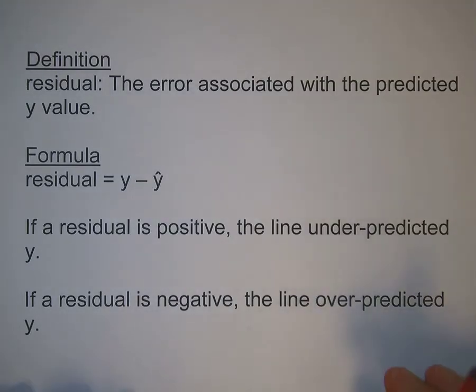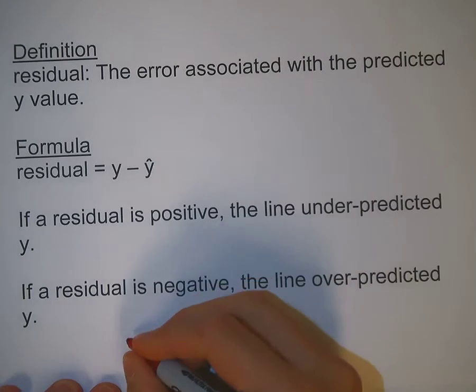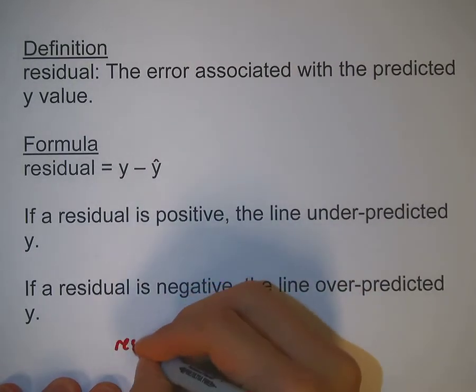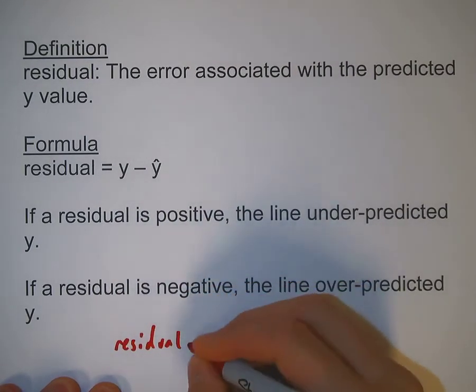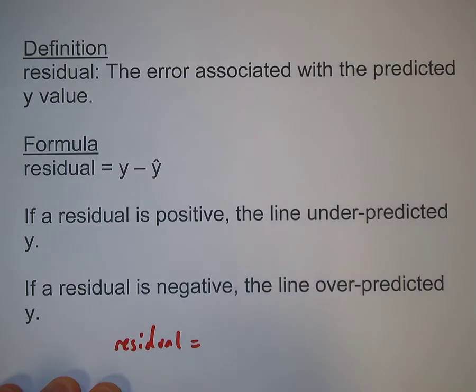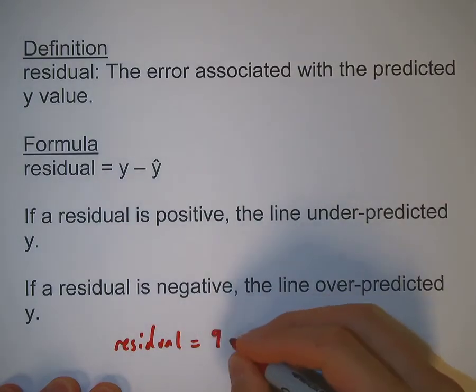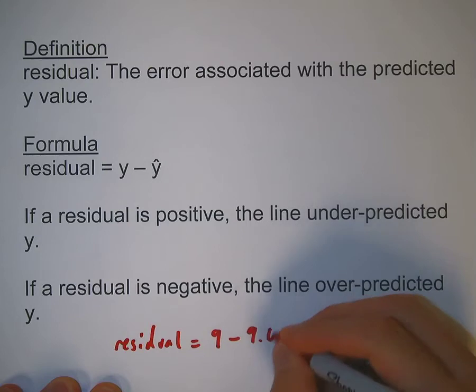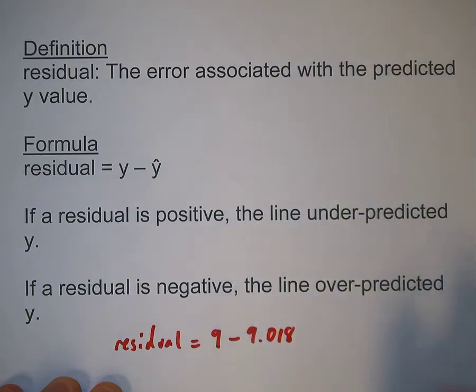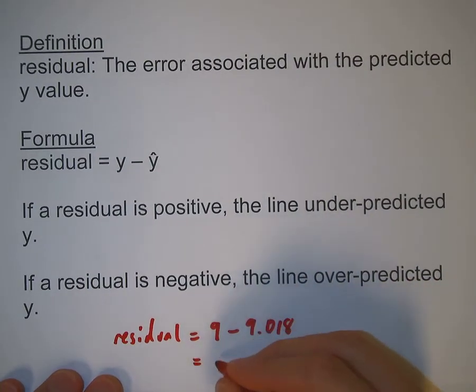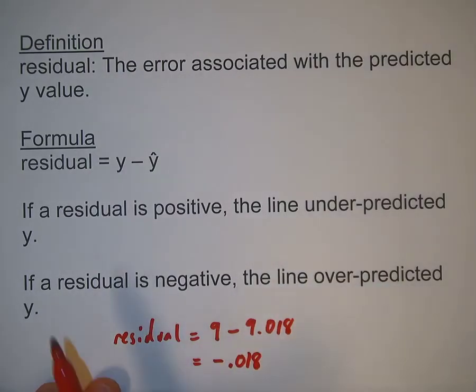Okay, so if I think about the residual for the point I just calculated, the residual is going to equal my observed y value, which was 9, minus my predicted y value, which was 9.018. So that residual is negative 0.018. So in this case, my residual is negative, so the line over predicted y. And we can see that our predicted y is bigger than our observed y.